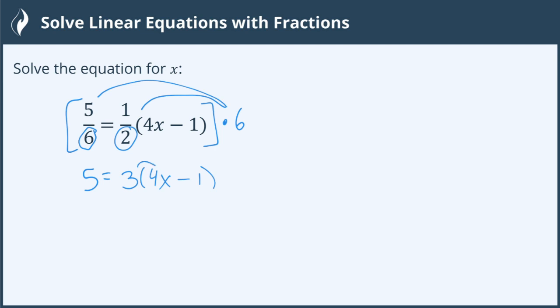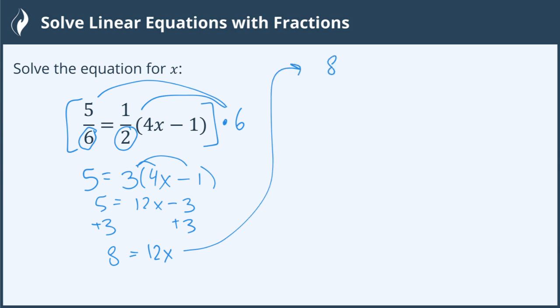So I'm going to distribute the 3. I get 12x minus 3 equals 5. Let's add 3 to both sides. So now I have 12x equals 8. Let's bring this up here so I've got a little bit more room. So the last step would be to divide both sides by 12. And I get x equals 8/12.